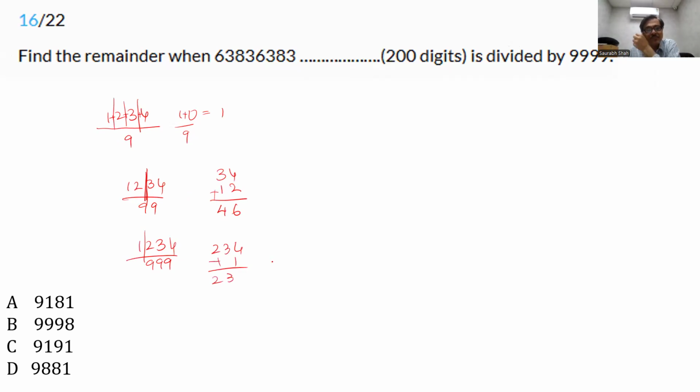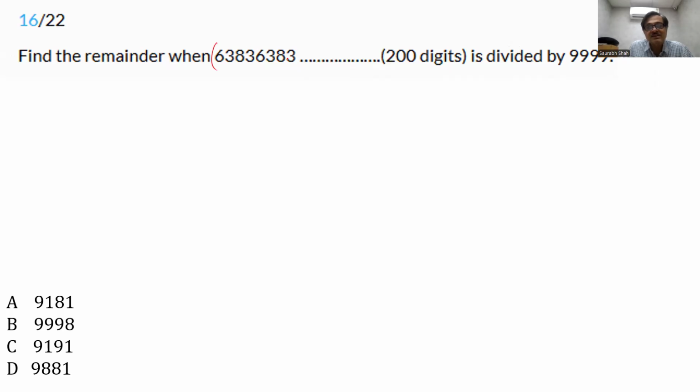So now my question is 6383, 6383, 6383 written 200 times, 200 digits, and then dividing by 4 nines. See, a group of 4 digits is repeated 50 times, since 4 into 50 is 200. The group is repeated 50 times to give you your full number. So when you split your number into groups of 4, you have 6383, 6383, 6383, 50 times.